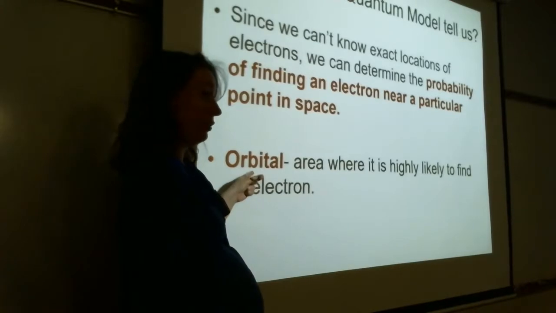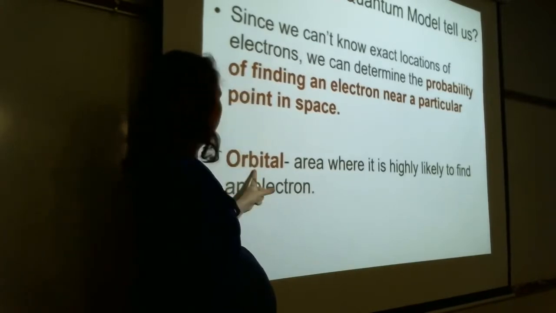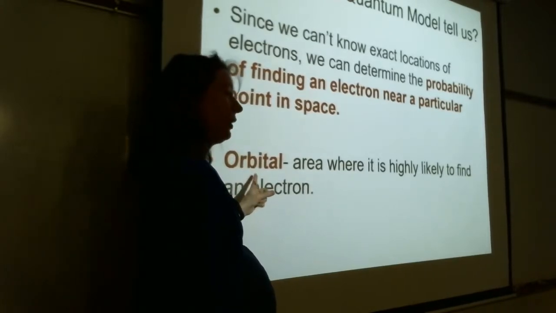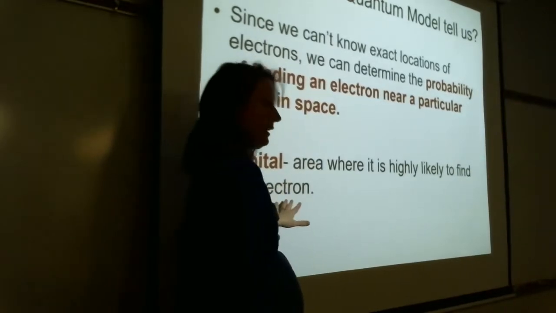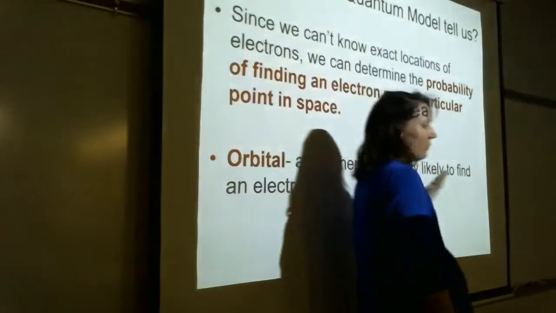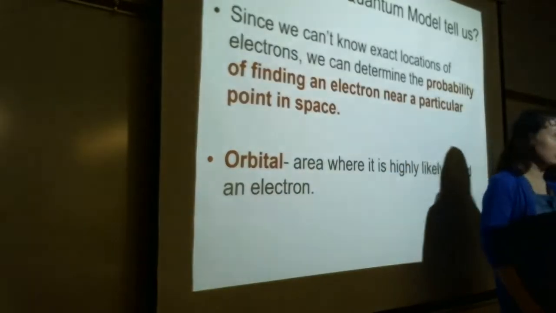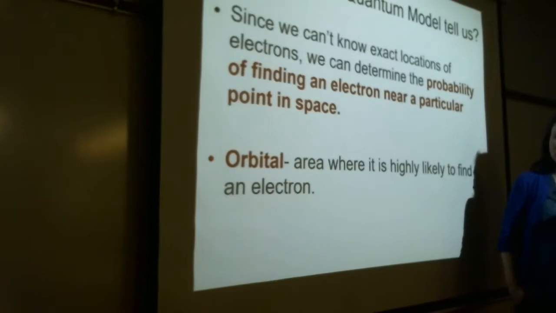Bohr used that word too, right? We talked about energy levels in the Bohr model. Well, we're going to reuse that same word, but we're going to give it a different meaning. An orbital is an area where it is highly likely to find our electron. So does it matter that we can't know exact locations? No, it's not going to cause us to lose any sleep.